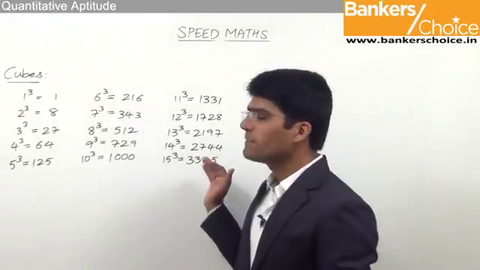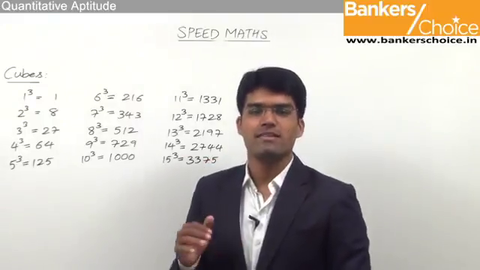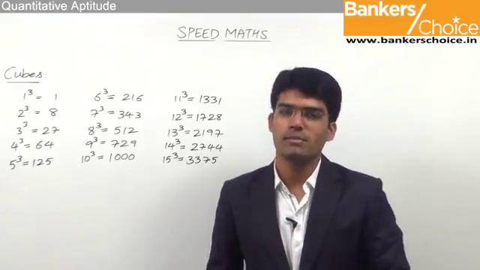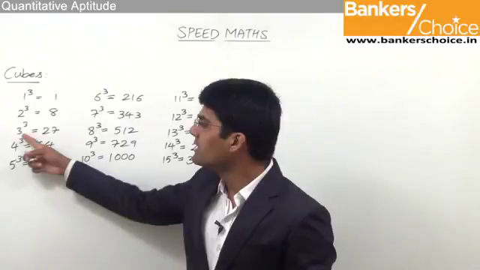Now here we have all the 15 cubes starting from 1. Let's just go through them and also understand the pattern of units place. Now we know that 1 cube is 1, 2 cube is 8, 3 cube is 27, 4 cube is 64, 5 cube is 125 and so on up to 15 cubes. So this is the minimum we are supposed to remember by heart.